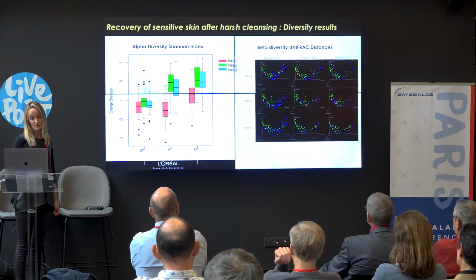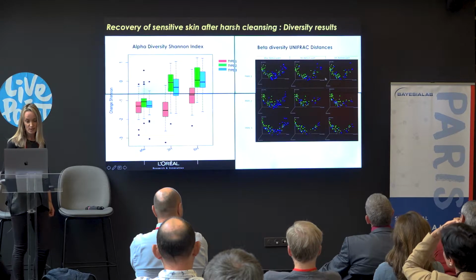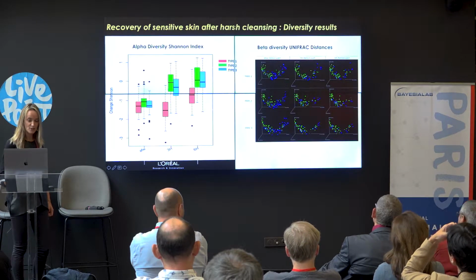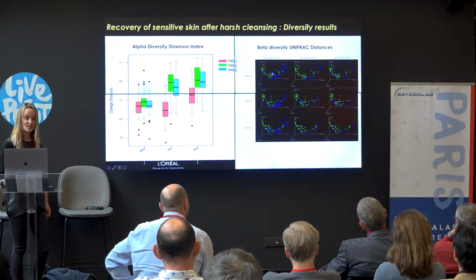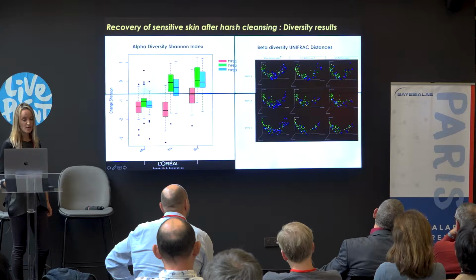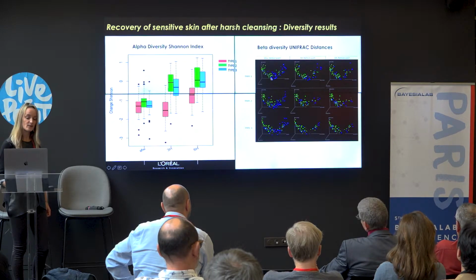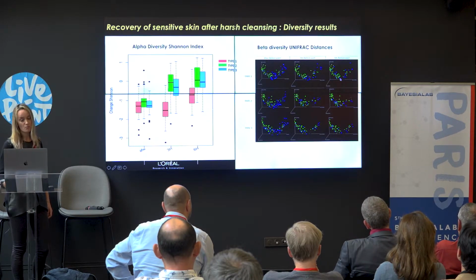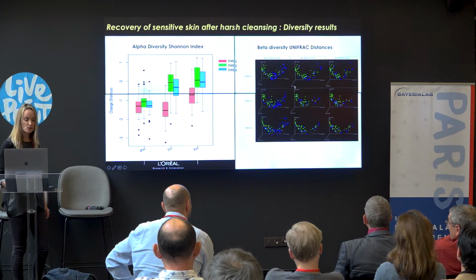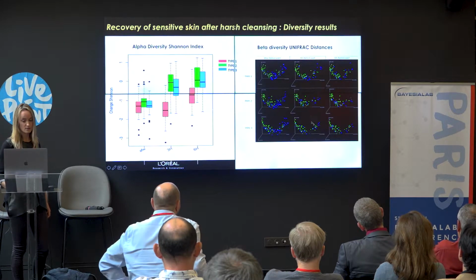And if you look now at the beta diversity, you can see that you have type 1 here, type 2 here, and type 3 here. And here you have, the green dots are for before wash, and the blue dots are for after wash. And you have before wash, after wash, 3 hours, and 6 hours. And you see that in type 1, the before wash and after wash dots are really separated, and still separated at 3 hours, and less separated at 6 hours. But if you look at type 2 and type 3, you see that the dots are more superposed, and at 3 hours and 6 hours, it's also true.